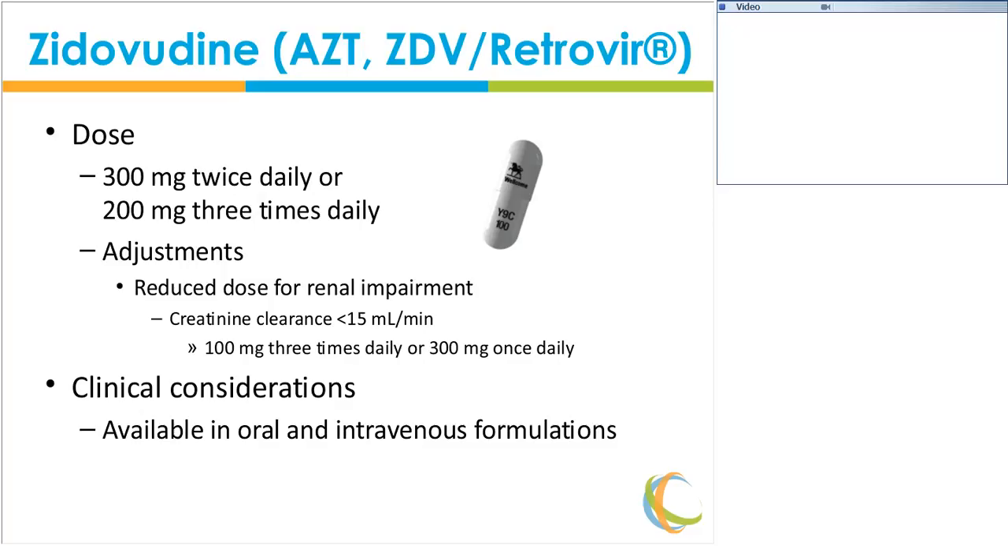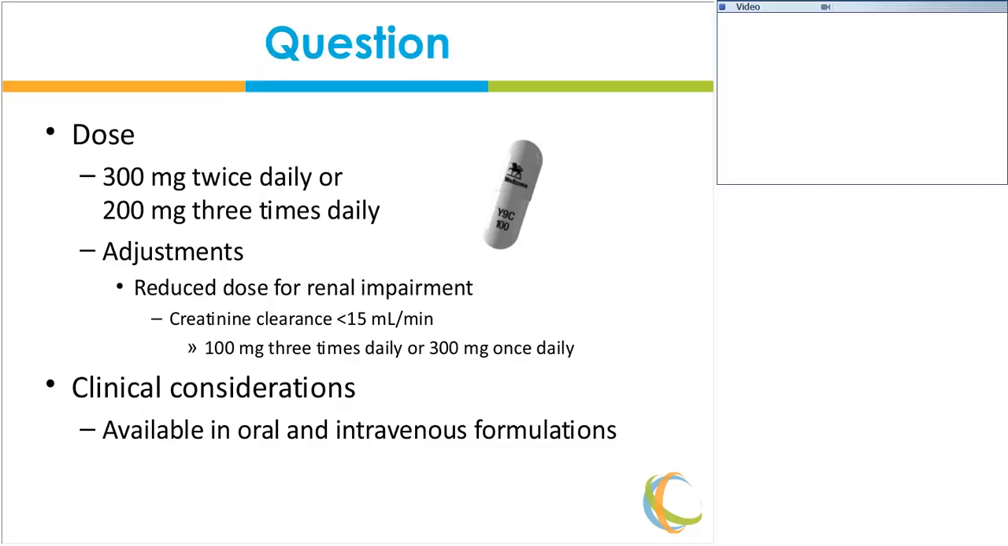An interesting piece of information about this medication is that it is available in multiple dosage forms, being tablet, capsules, oral liquid, and intravenous formulations. And this was actually the first medication to be used to prevent mother-to-child transmission during labor and delivery.